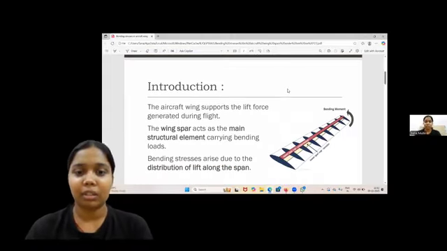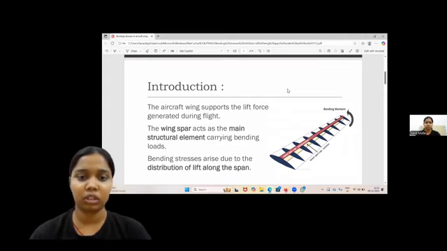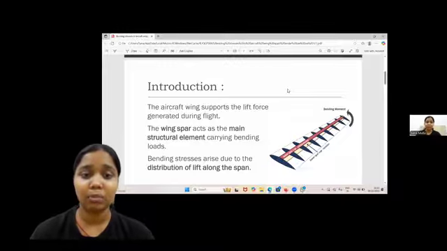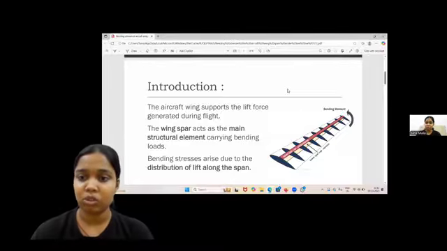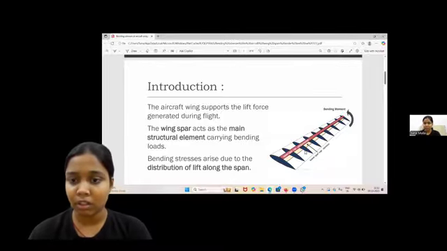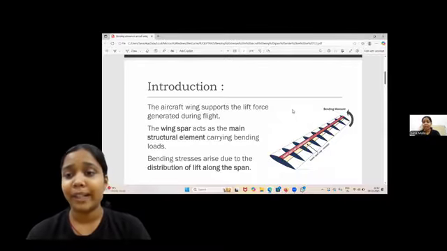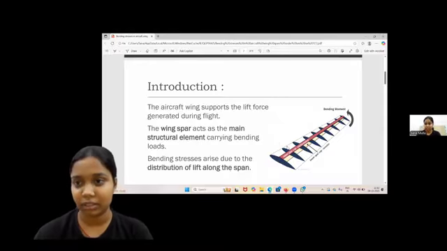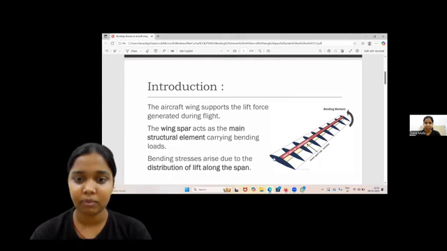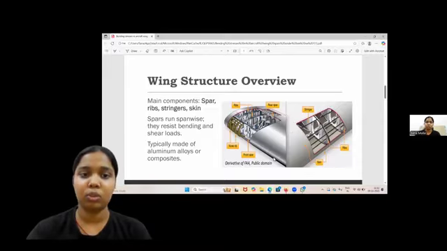The aircraft wing supports the lift force generated during flight, the basic information we know about aircraft wings. Now, the wing spars act as the main structural element carrying bending loads. As you can see in the diagram, the wing spars are the main structural element which carries bending loads. Now, why does bending stress arise? It is due to the distribution of lift along the span, as we can see in the diagram.